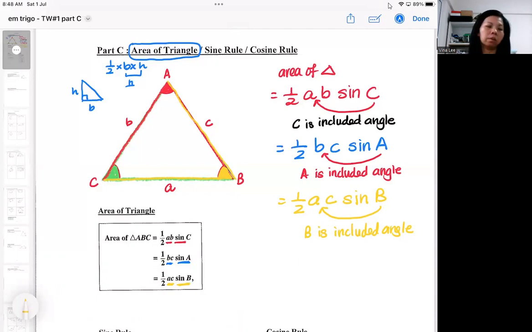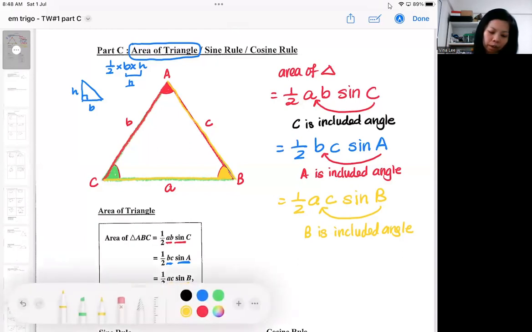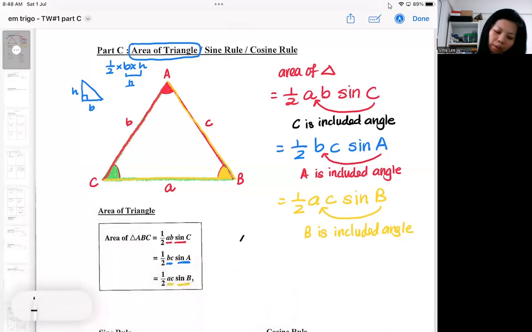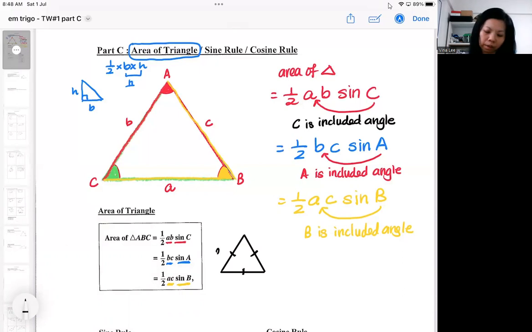Sometimes the question will give you the area, and subsequently you have to find either the missing length or the missing angle. Later on, I will show you in the example. As a very quick example, we take a simple equilateral triangle. I'm sure you know what an equilateral triangle is. Let's say this is an equilateral triangle with sides of 3 centimeters.